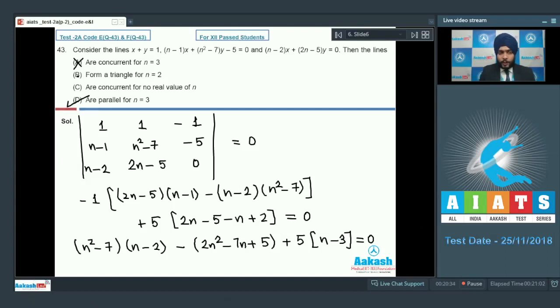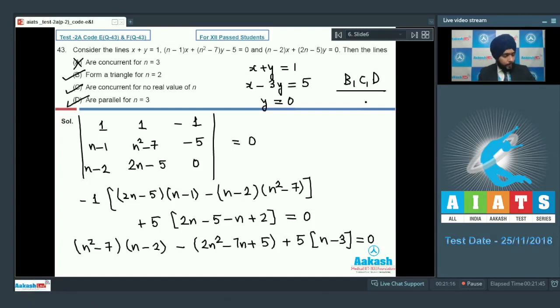Obviously the condition of concurrency was this. From here we got n equals 3 and for n equals 3 we got parallel lines. That means they can never be concurrent. Option number C is correct. Quickly put n equal to 2. So x plus y equals 1, then for n equals 2, x minus 3y equals 5. And from here we'll get y equals 0. So definitely they form a triangle. There is no doubt in that. Even for any value of n other than 3, they will always form a triangle. Okay. So we have options B, C, D as the correct choices for this particular question.